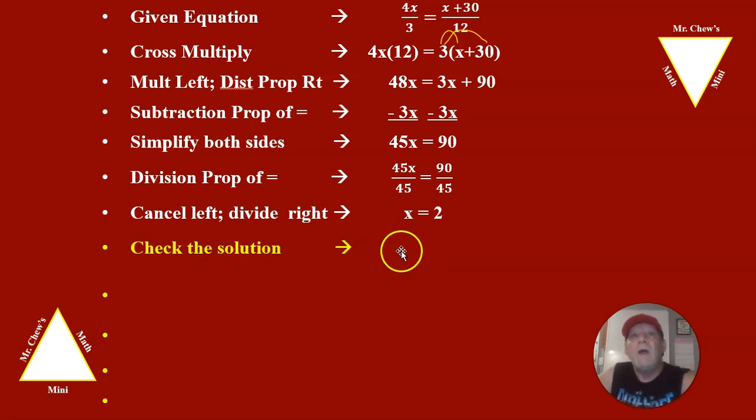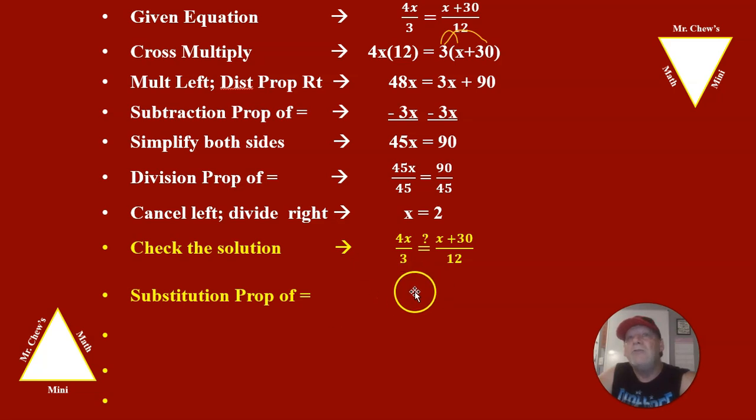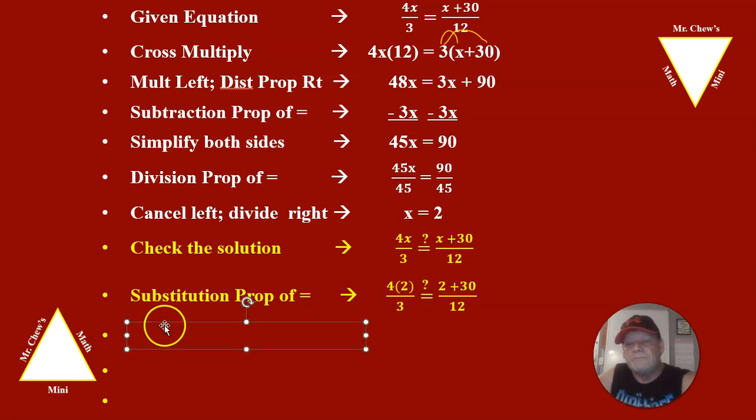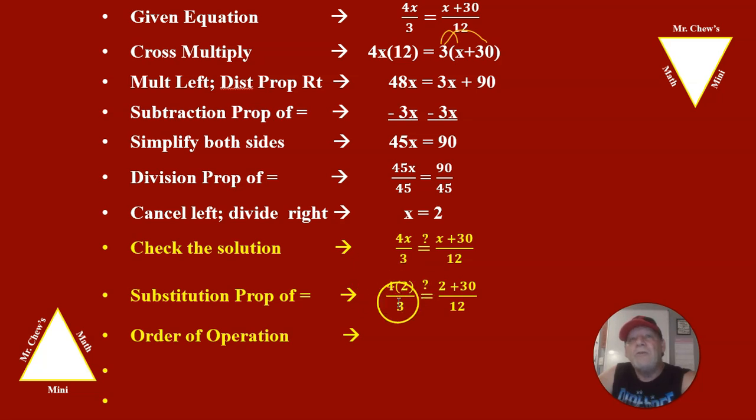Now, when I check the solution, I put a little question mark above the equal sign of my original equation. I use the substitution property of equality, and I'm going to substitute a 2 where there's an x. I still put that question mark there because I don't know if that's true or not. I do the order of operations, which means I'm going to multiply in the numerator here, add in the numerator here. I get 4 times 2, which is 8 over 3. Does that equal 2 plus 30, which is 32 over 12?